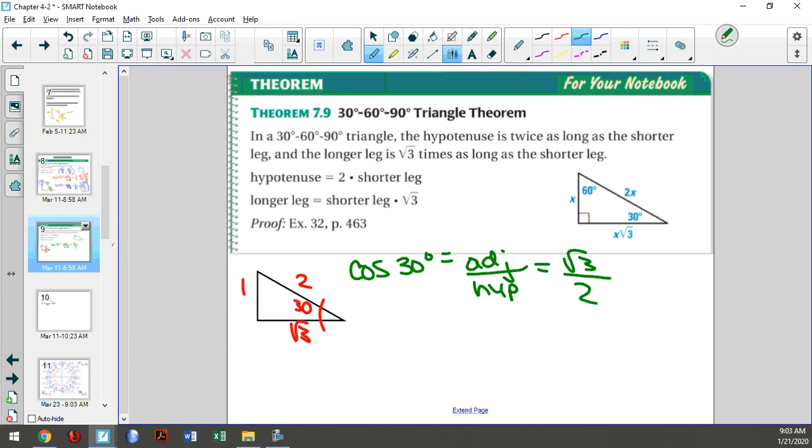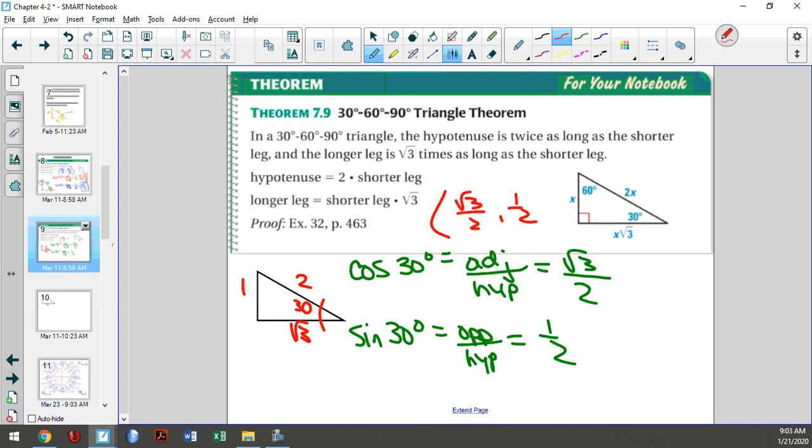Okay. What about the sine? The sine of 30 degrees is going to be your opposite leg over your hypotenuse. So what is the opposite of 30 degrees? 1. And what is the hypotenuse? 2. So what ordered pair will correspond with a 30-degree angle? That's going to give you the square root of 3 over 2, comma 1/2.